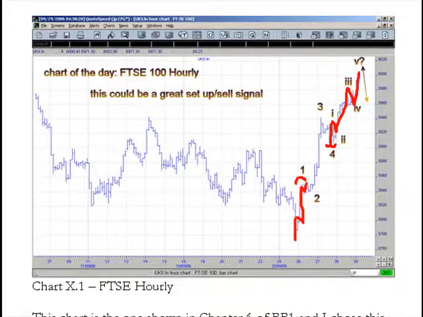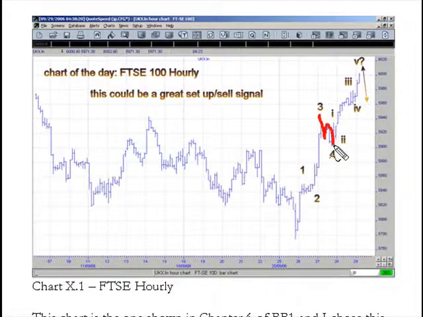The corrective action, which are waves 2 and 4, are not so well formed, but we tend to see ABC moves. So wave 2 is a fairly clear ABC. Wave 4 is more like a sort of drift sideways, but again, anything that's not clearly impulsive is corrective. So this particular move is pretty good. It's a good signal.